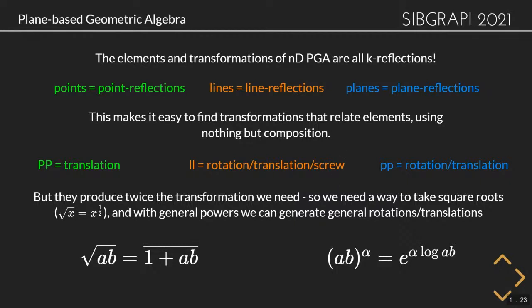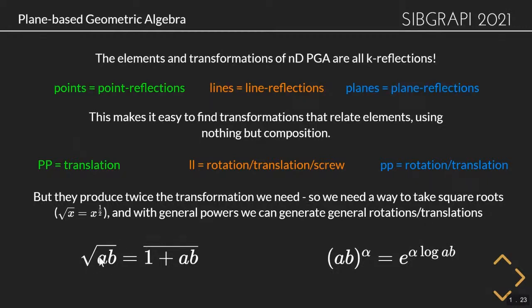Actually, with lines, when they are skew, so they're not in the same plane, they're not parallel, and they don't intersect, then it actually creates a skew motion. And then same thing, you can just multiply planes to find the transformation between them. Of course, we've also seen that it produces twice the transformation, so we will actually quite often need to take the square root of such a transformation.